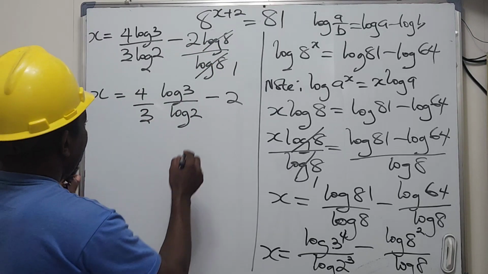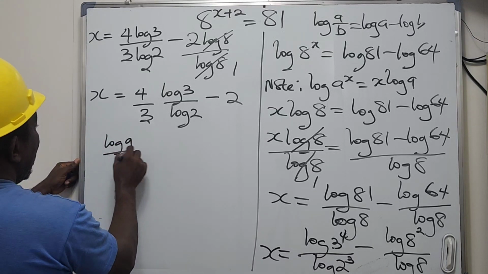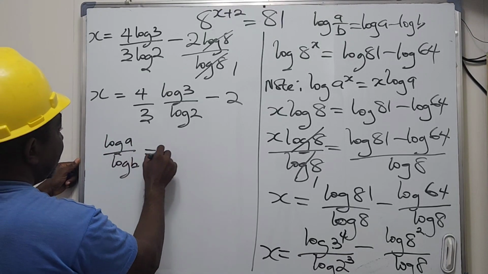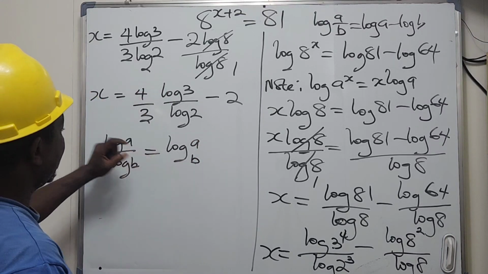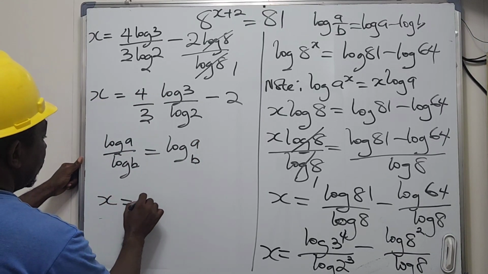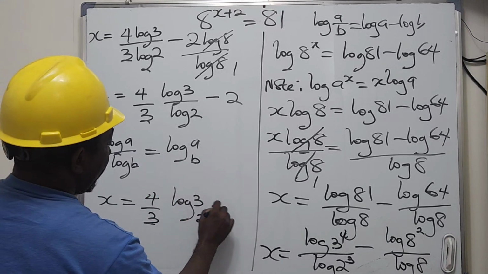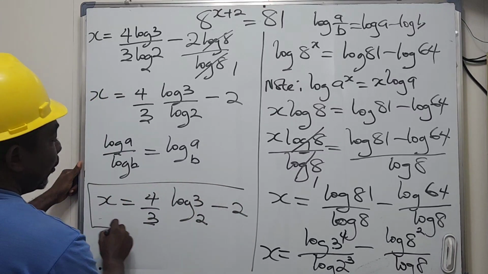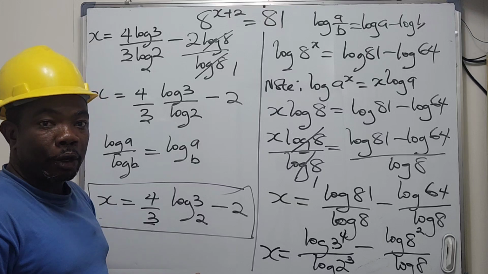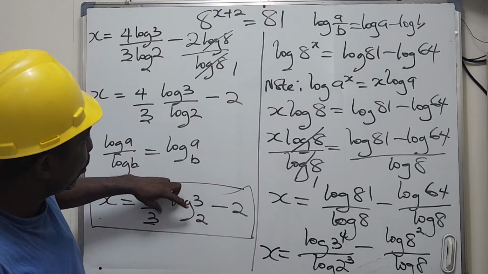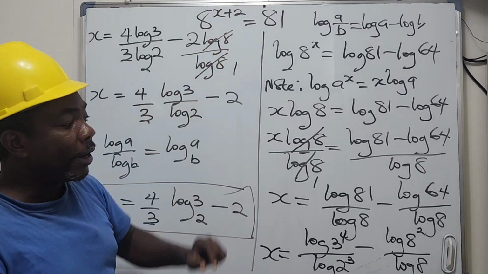We also recall another law that says log a all over log b is the same thing as log a base b. So expressing this in this format, we have the value of x equals 4 over 3 log 3 base 2 minus 2. So this is the value of x that we have, and it satisfies this expression. But we can go ahead to do a little check to see whether, when we input the value of x in this place, it will give us our right answer.